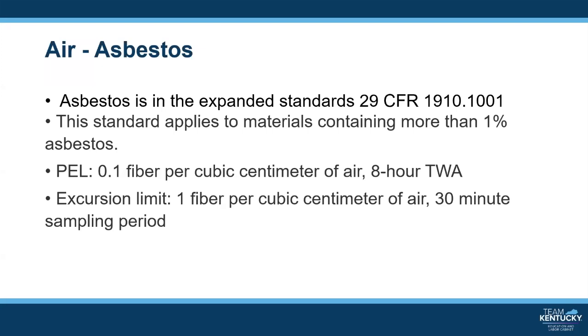Asbestos in the air, the PEL is 0.1 fiber per cubic centimeter of air over an 8-hour time-weighted average, TWA. There is an excursion limit of 1 fiber count per cubic meter of air during a 30-minute sampling period.